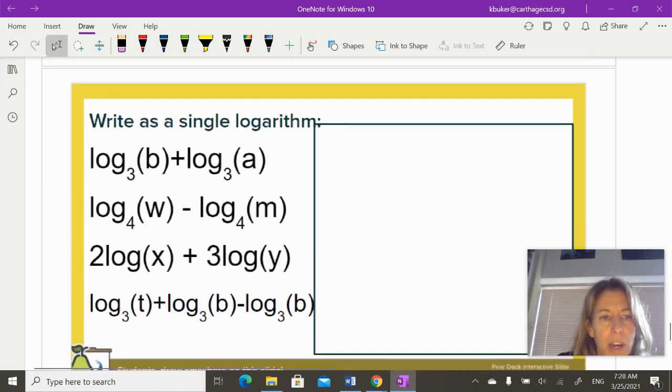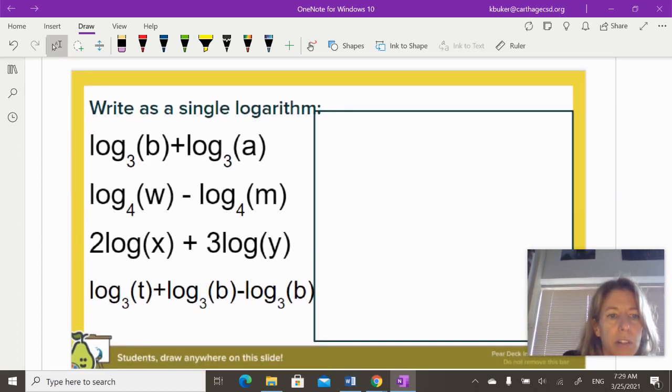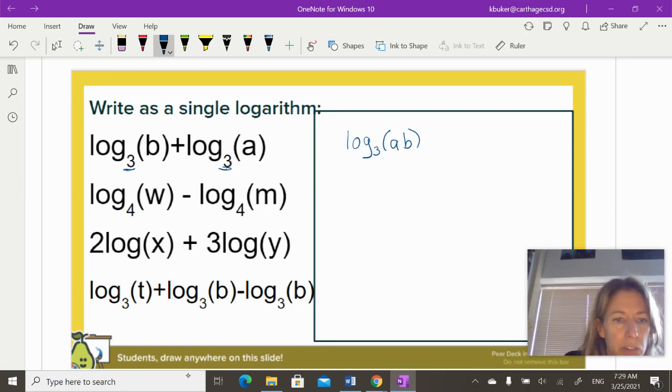Okay, so now we're going to work backward. We see that these two logs have the same base, so we can consolidate them. If we see addition, that means when we consolidate, it's going to go back to multiplication. So that would be the same as this. For the next one, since there's subtraction, we're going to turn that into division. It's going to stay log base 4, but now we can consolidate the input as w divided by m. Subtraction will turn back into division.